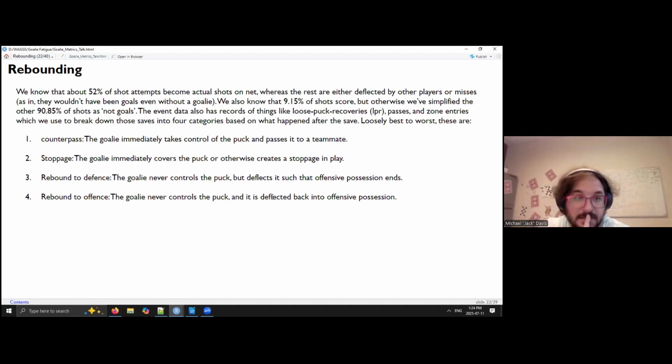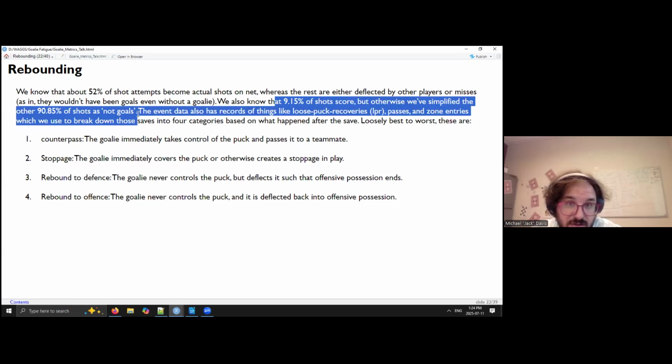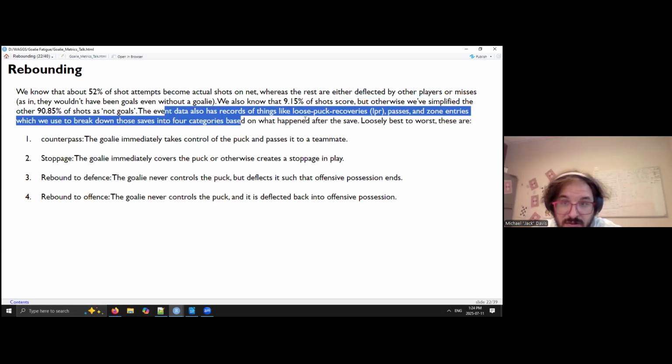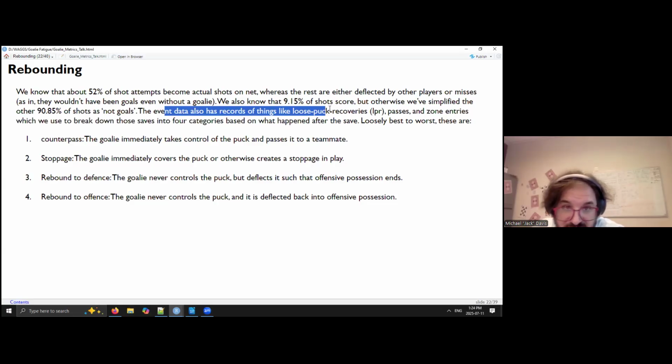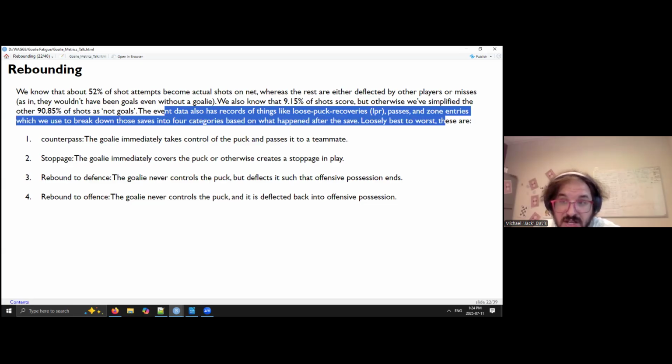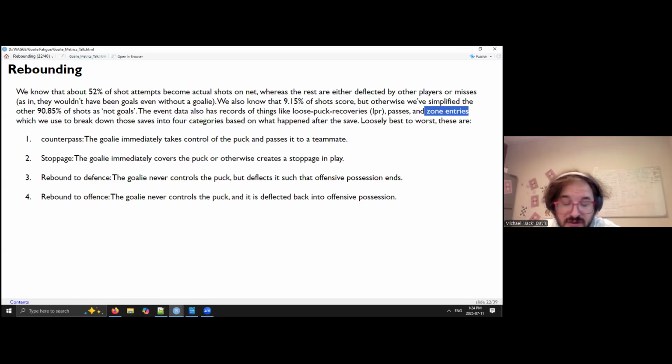But let's break this down. Of those 52% of shots that actually become shots on net, 9.15% of them score, but the others are not goals. The Sportlogic data has things like loose puck recovery, passes, and zone entries. We can get some zone entries from all three zones these days, but the other ones, not so much.